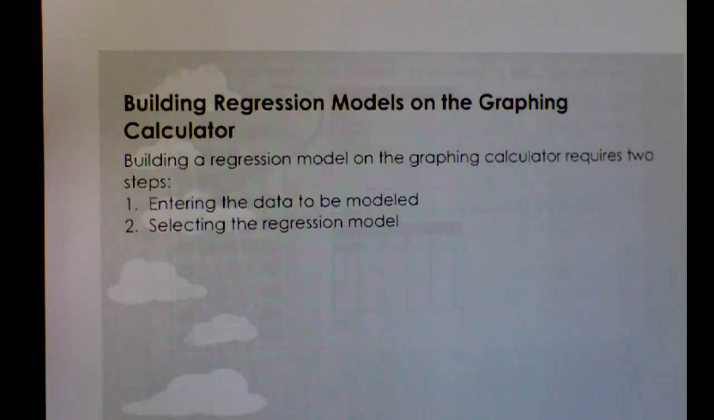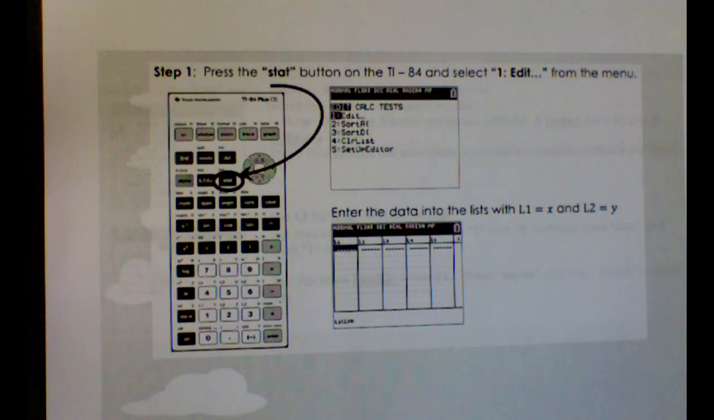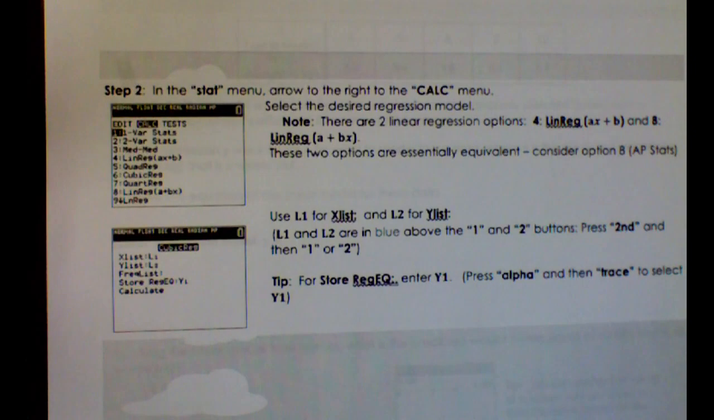So building regression models on the graphing calculator takes a couple easy steps. First, you enter the data to be modeled. Second, you select the regression model. To enter the data, you'll press the Stat button on the TI-84 and then select Edit. Then you enter the data into lists L1 and L2. Then you go into the Stat menu.